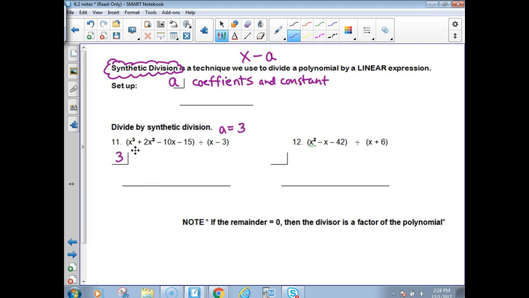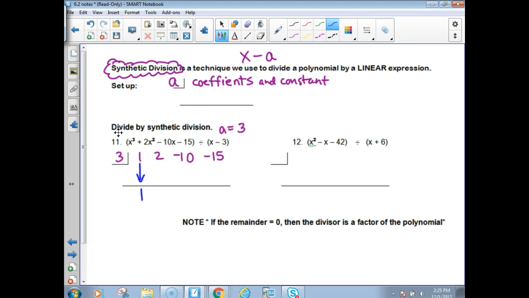Now we're going to put the coefficients of all the terms in descending order of power. So the coefficient of x cubed is a 1. Coefficient of x squared is a 2. Coefficient of x, negative 10. And the constant, negative 15. Now there's a pattern to follow of how you do this. The first coefficient, you drop down below the line. So you drop that straight down every time.